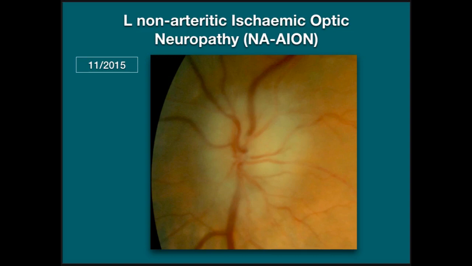So this patient has had, unfortunately, an ischemic optic neuropathy in his left eye. The clinical appearance was typical, with a small disc, very swollen, pallid, and he was referred immediately for neuro-ophthalmological investigations, and they found that it was a non-arteritic ischemic optic neuropathy rather than caused by giant cell arteritis.